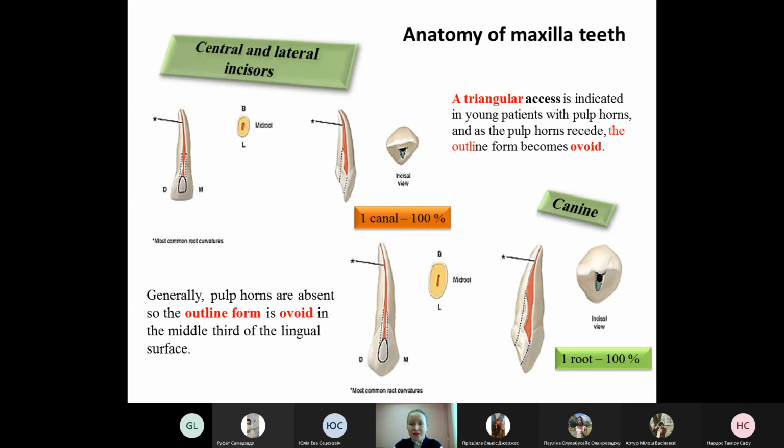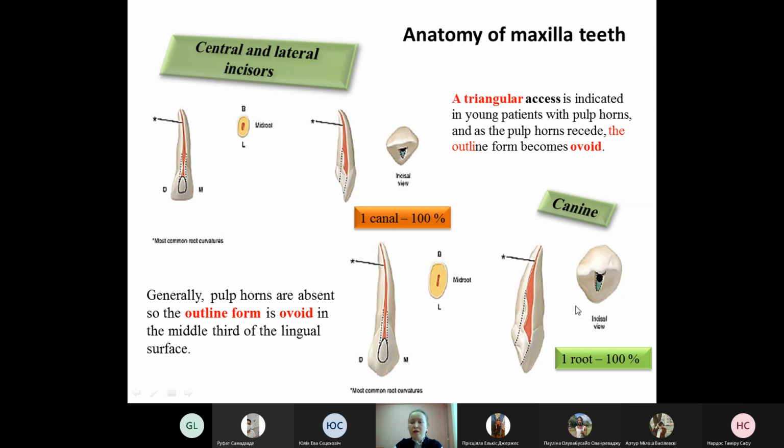Central incisors normally, in 100% of cases, have one root and one root canal. Here you have the outline shape of the access preparation in the proximal view as well, and along these dashed lines penetration of the enamel and gaining access to the root canal should be done.